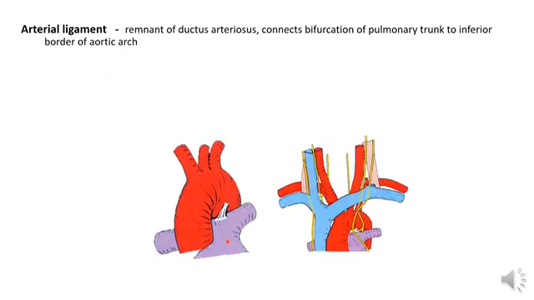Arterial ligament. The remnant of the ductus arteriosus connects the bifurcation of the pulmonary trunk to the inferior border of the aortic arch. This is known as the ligamentum arteriosum.